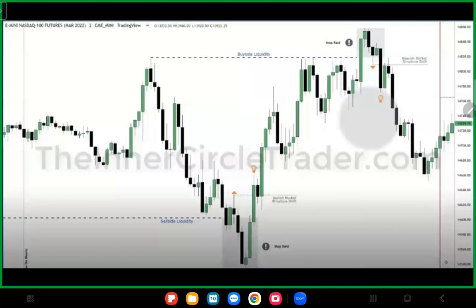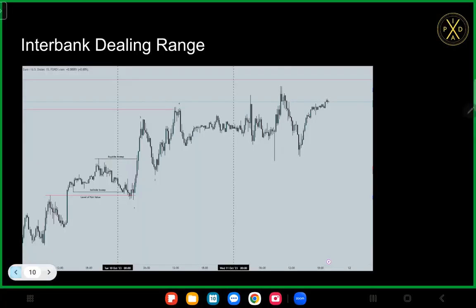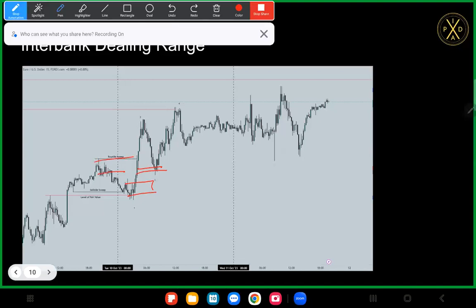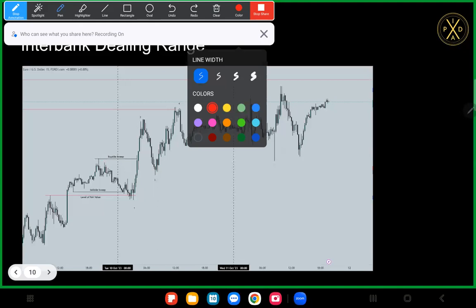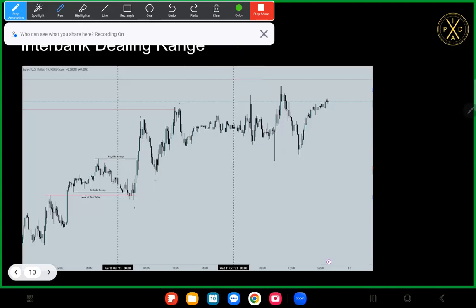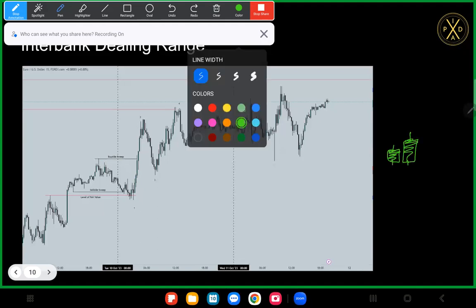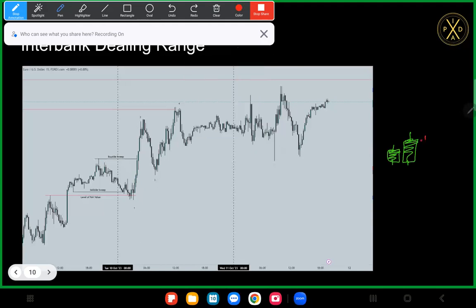All right, so right here, actually, before we take a look at this, let me talk about one more thing. So this intrabank dealing range is going to be a fractal phenomenon. So we can see this intrabank dealing range play out in the form of just a few candles as well. So let's say that we have an up close candle over here. We have another up close candle over here. And then we have a down close candle, something like this.